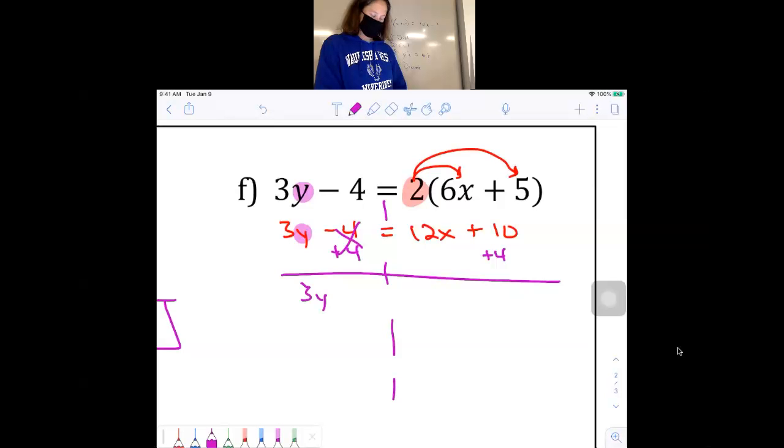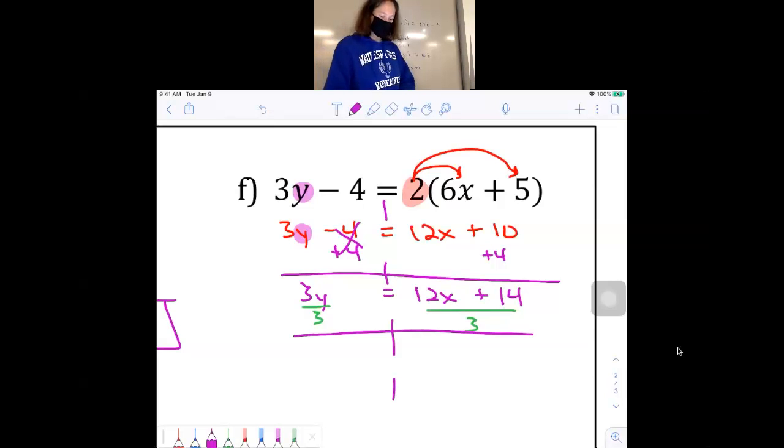3y is equal to 12x plus 14. And last but not least, perfect. So you really shouldn't, and this goes back to our conversation, Brady, like you asked, you really should not divide until you have 3y by itself on one side, or -10y on one side by itself. So we get y equals 12x divided by 3 is 4.